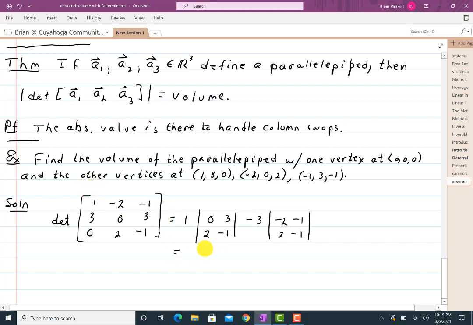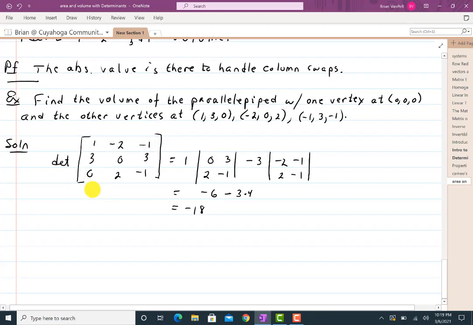Let's see what we get. I get negative 6 for the first piece, and for the other piece it looks like I'll have 2 plus 2, which is 4. That's negative 18, and to get our volume, we take the absolute value of that.